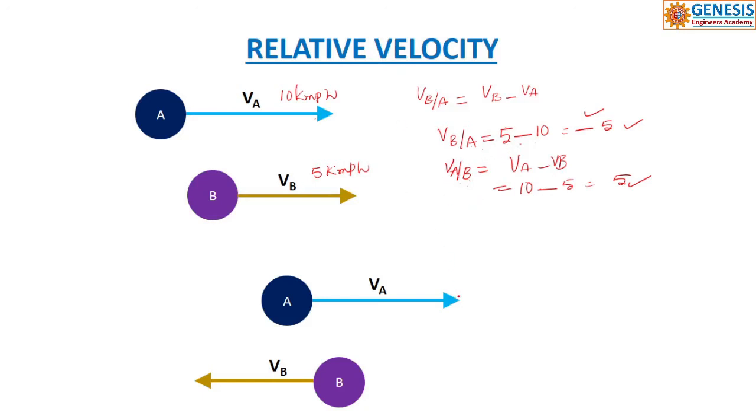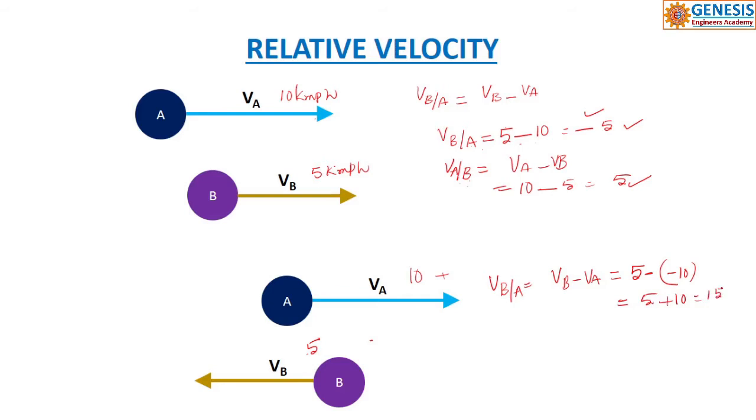Next, they are in the opposite direction. Now I will move on to that. So this is 10 and this is 5 as in the previous case. And what is the relative velocity of B with respect to A? The original formula is VB minus VA, that is 5 minus minus 10. Whatever, you can take it as you like, but finally you will get 15.